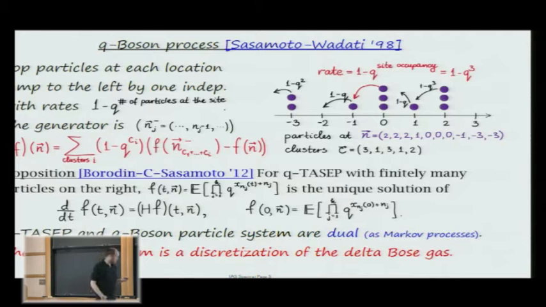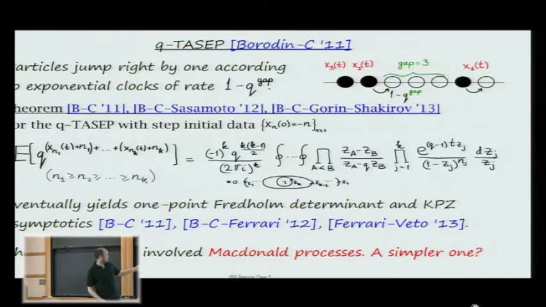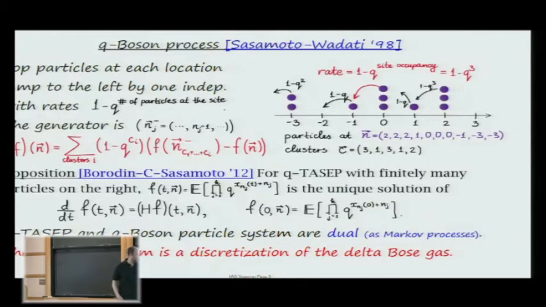The relationship is akin to what we saw for the delta Bose gas. If you consider the expectation for Q-TASEP, taking k different locations n1 through nk, you consider this expectation from the last page as a function of time and the vector n1 through nk. What system does that solve? Well, in fact, it solves this closed system where it evolves in time as a function of this Q-Boson Hamiltonian in the n variables. This, in other words, can be considered what's called a duality of Markov processes.